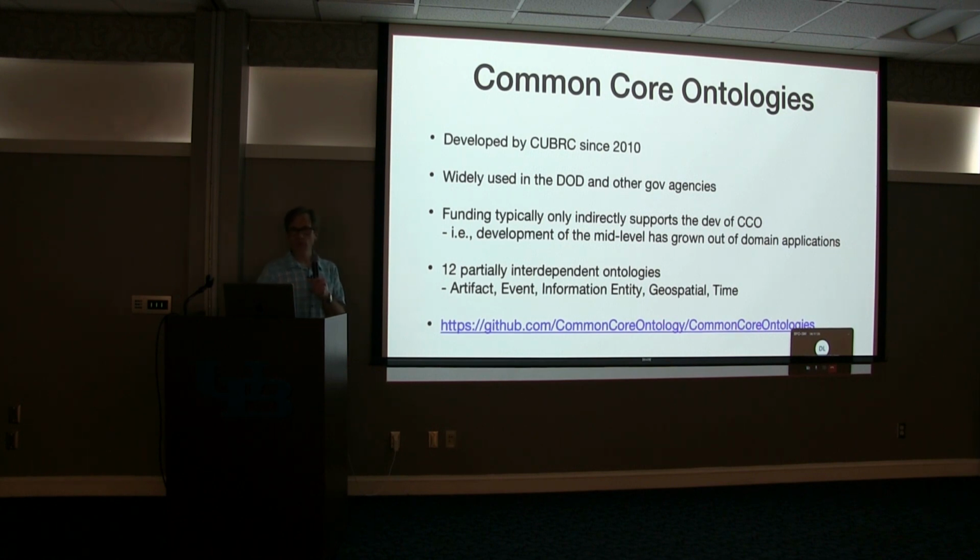It's going to be composed of 12 at least partially interdependent ontologies. For example, we have ontologies for artifacts and events and information entities, geospatial entities, and time. It's publicly available on GitHub, and it's playing a central role in the development of an ontology foundry for the Department of Defense and the intelligence community. And it's also in the process of going through a standardization process with the IEEE.